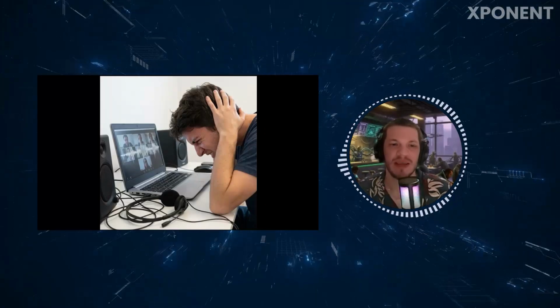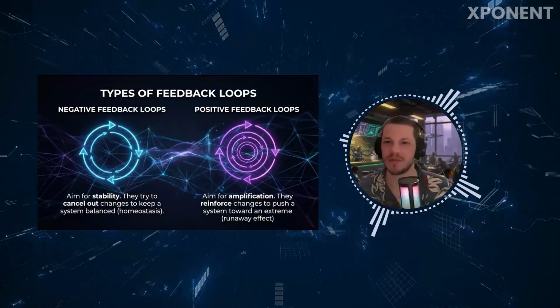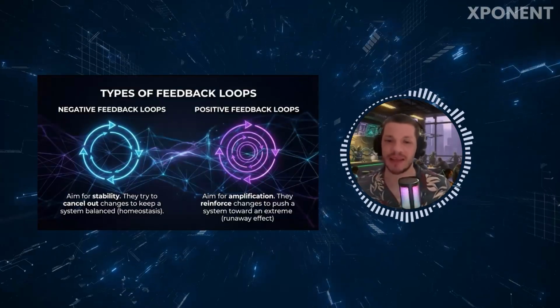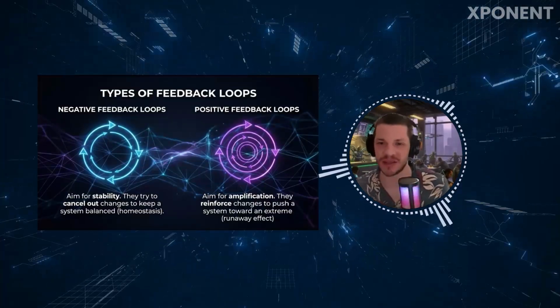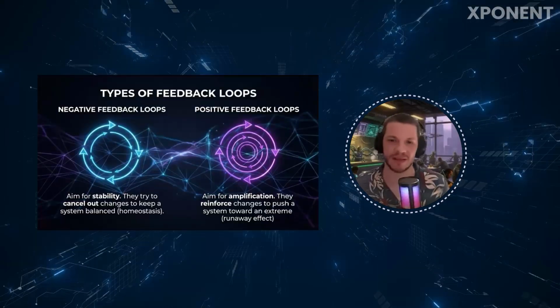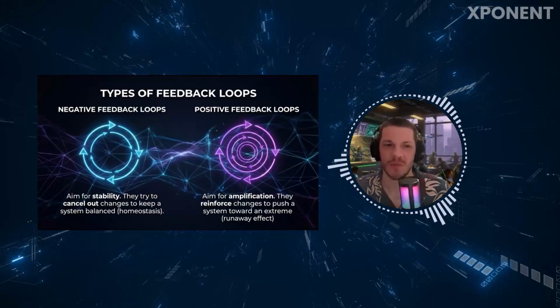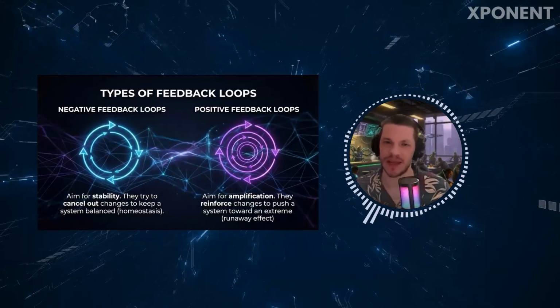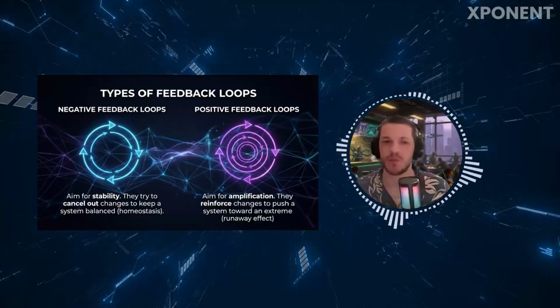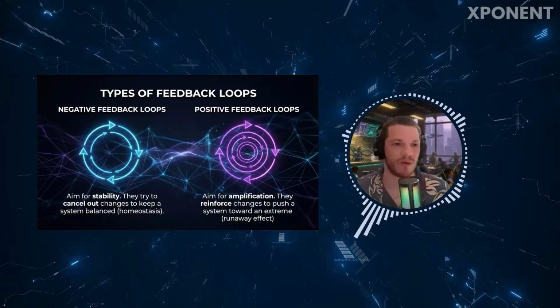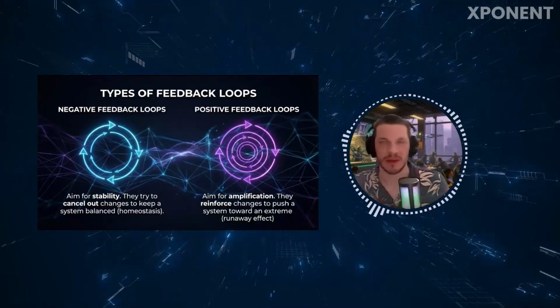So negative feedback loops, they aim for stability. So they try to cancel out the change, the deviation, to return to the balanced state. That's homeostasis if you did biology. And then positive feedback loops, they aim for amplification. They reinforce the changes to push the system towards an extreme or a runaway state. So yeah, that's the theory.